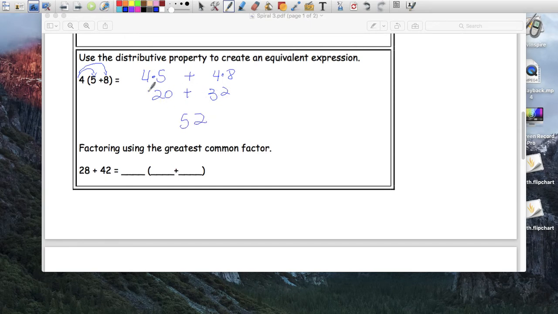So we just created an expression, and all of this equals 52. Or we can use this one. Factor out using the greatest common factor. So we want to go backwards, almost. We're going to take the biggest number that goes into 28 and 42 and rewrite that expression going backwards. So what's the GCF of 28 and 42, the greatest common factor between these two numbers?